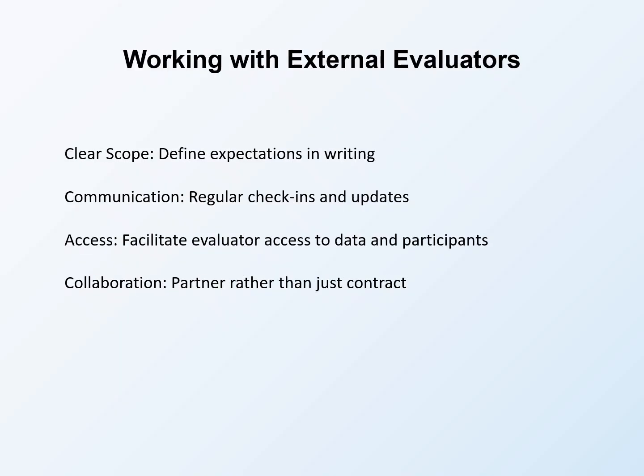The REAIM framework provides a comprehensive structure for evaluating implementation and impact. REACH asks what proportion of the target population participated and whether participants represent the target population or a biased subset. Effectiveness asks what impact the intervention had on important outcomes, including potential negative effects and effects on quality of life. Adoption asks what proportion of eligible settings and staff adopted the intervention and whether adopters represent the range of possible settings or a select subset.